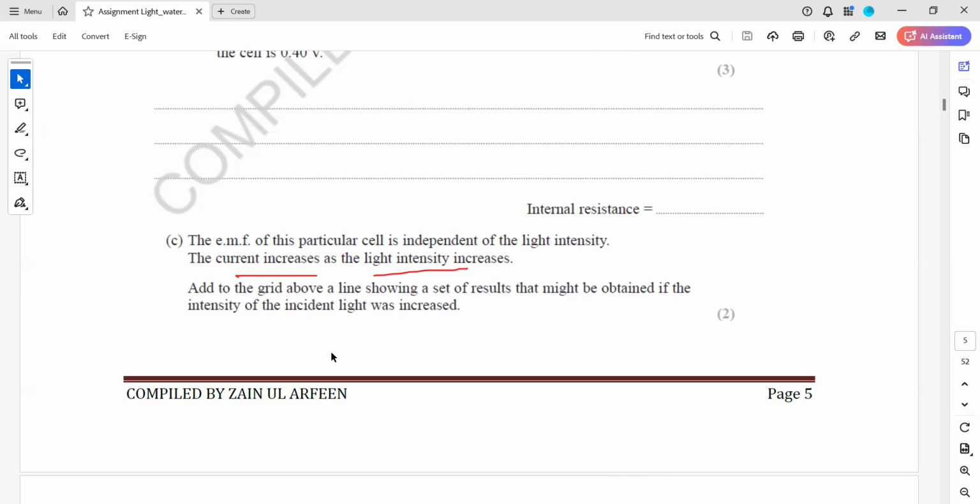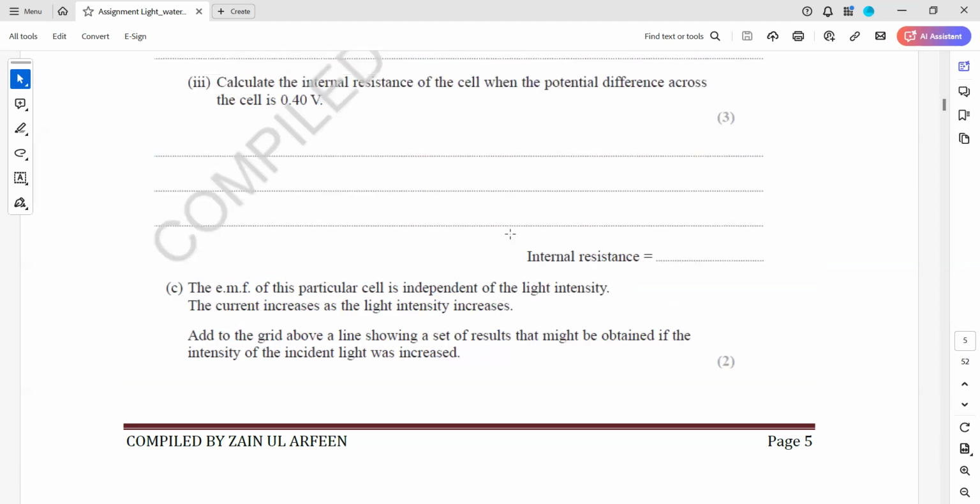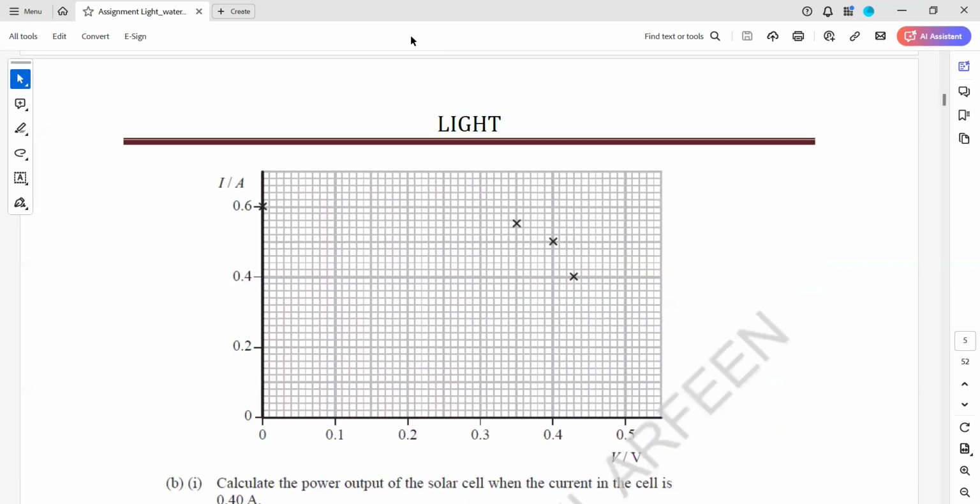So if there is more light, like if this was our first graph, then there will be more current. So the second graph, but it will end at the same point. Because the EMF does not depend on the light intensity, the current depends on the light intensity. So you can take any higher value, but it should end at the same point. As they mentioned, the EMF does not depend on the light intensity, but the current does.